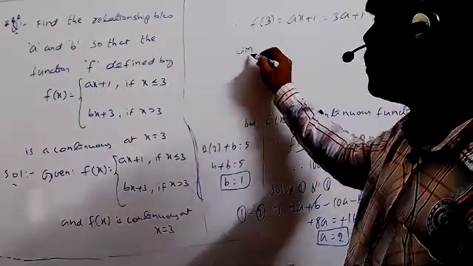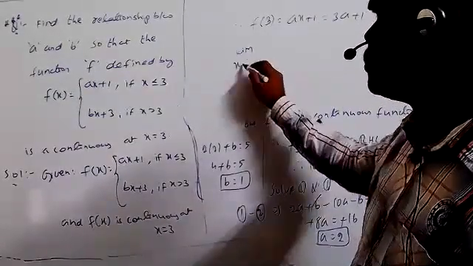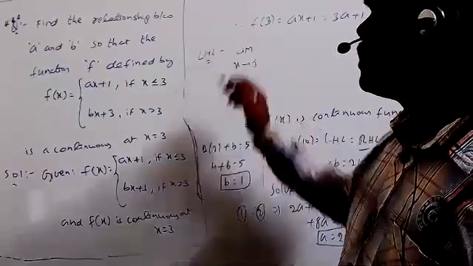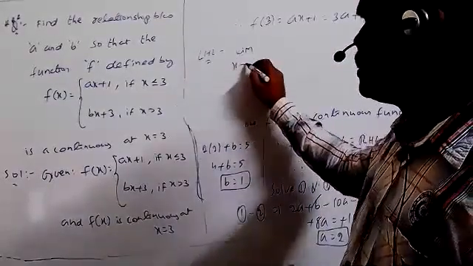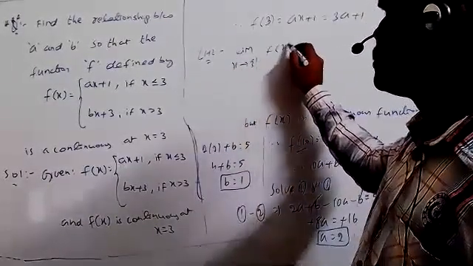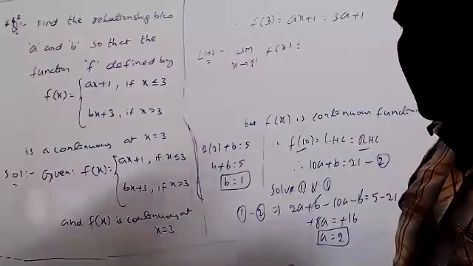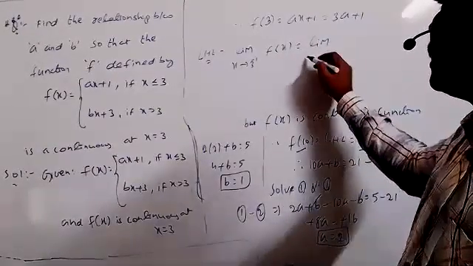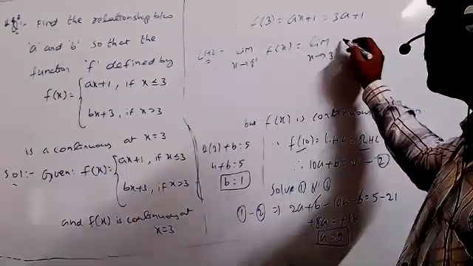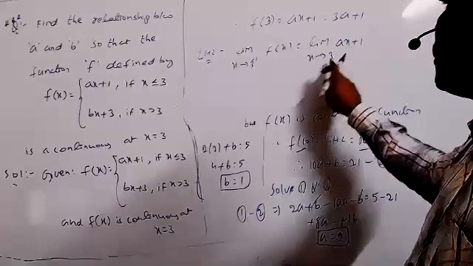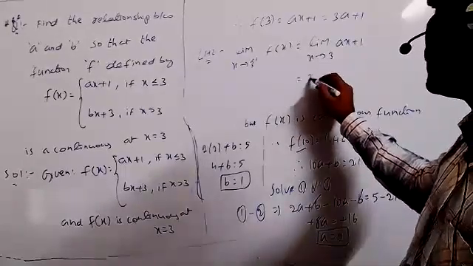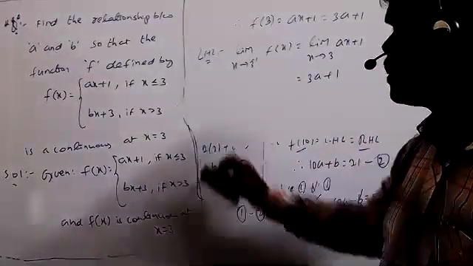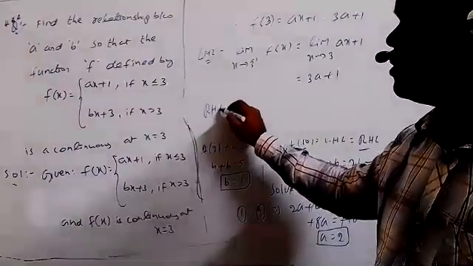Next, limit x tends to 3 minus, this is the value of LHL. Limit x tends to 3 minus f of x. When you are taking the value of x less than 3, the function is the same ax + 1 only. So limit x tends to 3 of ax + 1, substituting x equal to 3, is clearly 3a + 1.